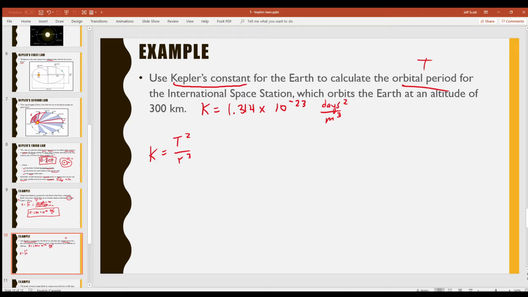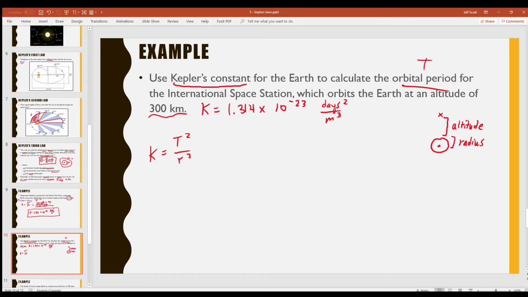This question is a little bit of a trick question in that it gave us the altitude as being 300 kilometers, but the altitude, if here is the Earth and here is the space station, just shows us how far above the surface of the Earth it is. We don't want to use that. We need to use the distance from the center of our space station to the center of Earth. So we actually need to add that altitude to the radius of Earth.